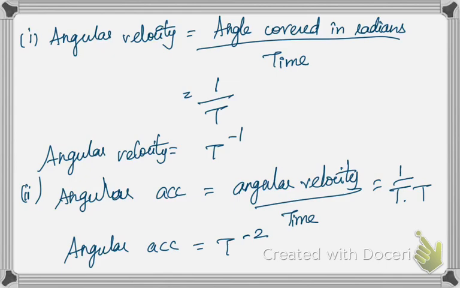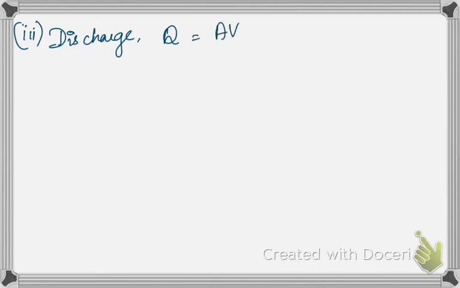Okay, next, third one, we are going to derive the dimension for discharge. Discharge will be denoted as Q. Q is nothing but AV. A is nothing but area, and V is nothing but velocity.